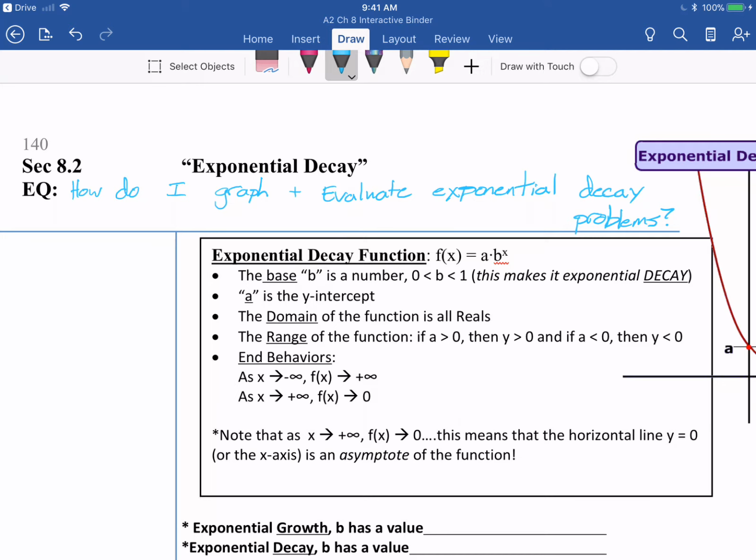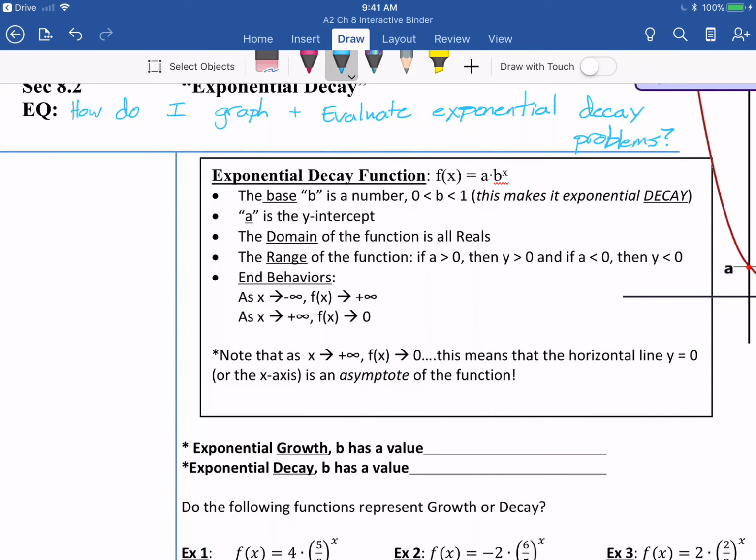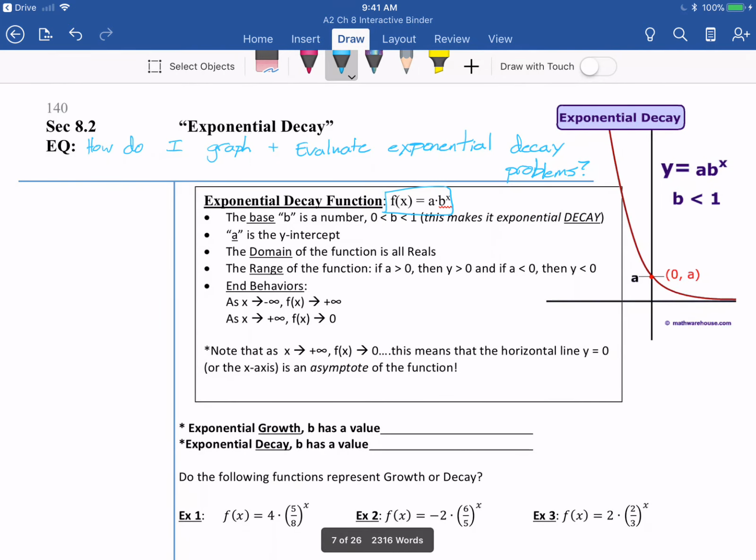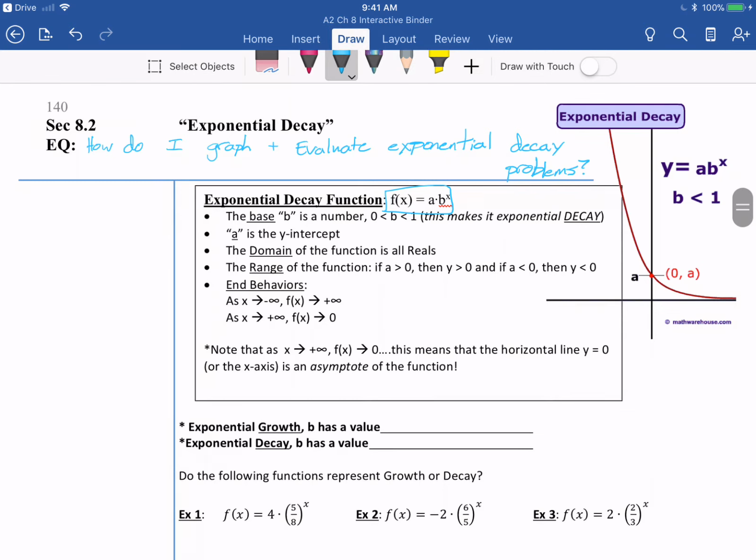I do not want to know how much my truck is worth because it's hardly anything at this point. But anyways, exponential decay functions are the same equation: f of x equals a b to the x. But notice that this b, this base, is different: it's between 0 and 1. So it might be a fraction, like 1/2 or 3/4, but it's no bigger than 1, and it's no less than 0.